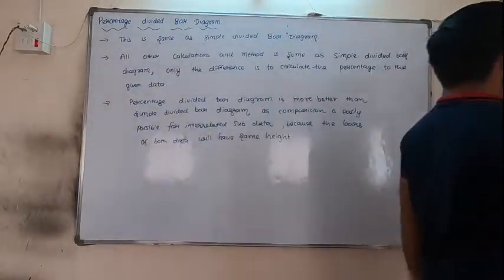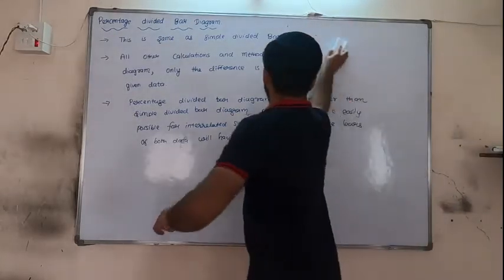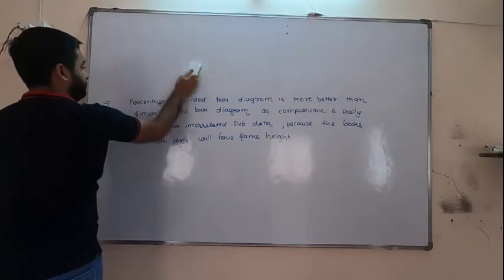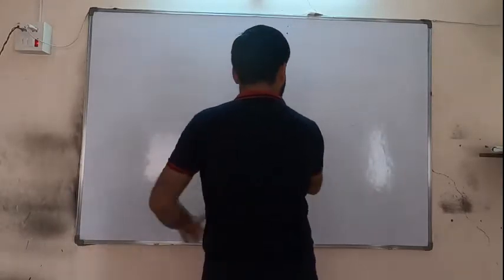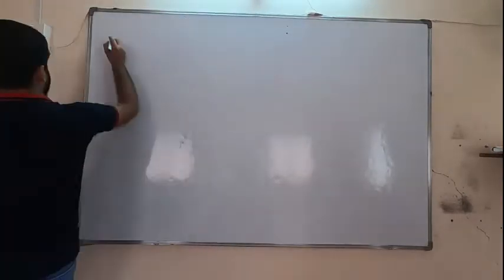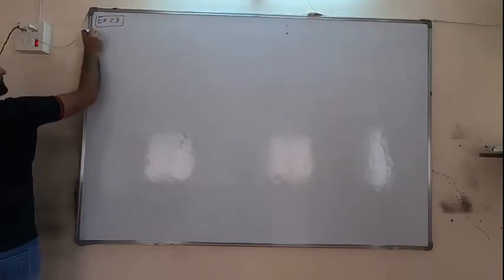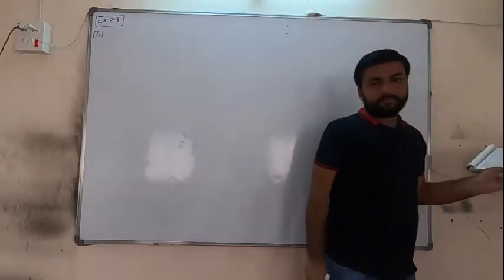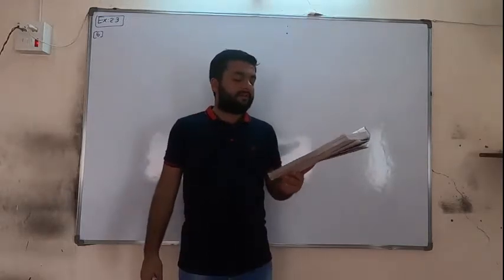Now in our graph book, exercise 2.3, sum number 6. Draw percentage divided bar diagram from the data given in example 5.